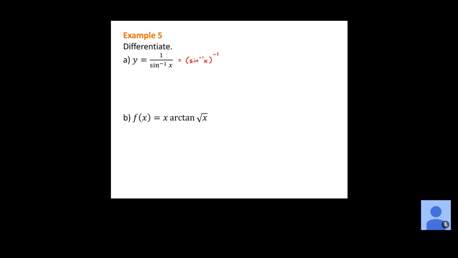Now, this is going to be a u substitution, right? Because we are going to need the derivative of the inside. So we're going to have u to the negative 1, where u is the arc sine of x. All right, so what's the derivative for arc sine of x going to give us?